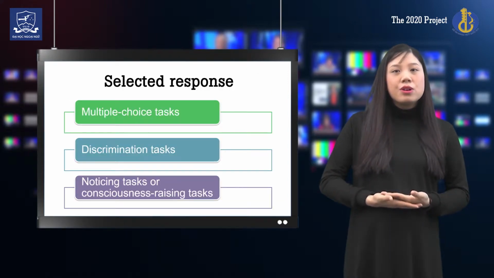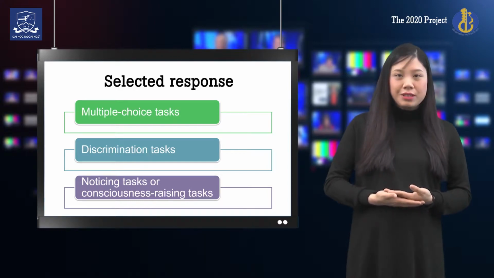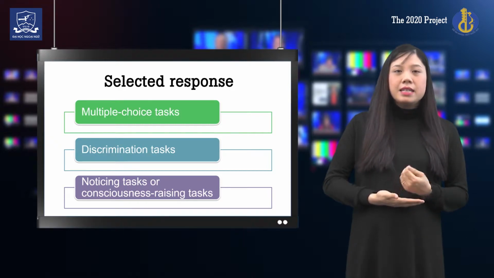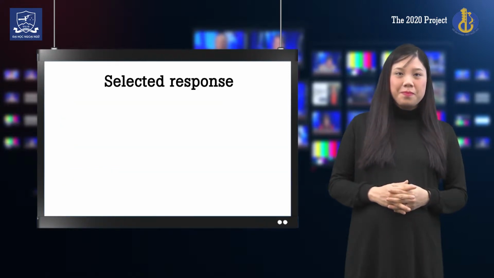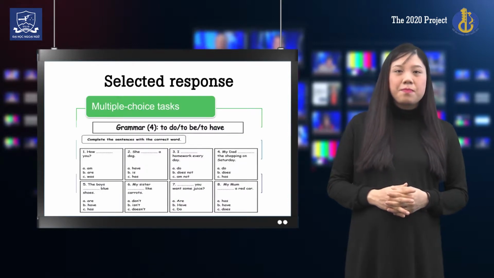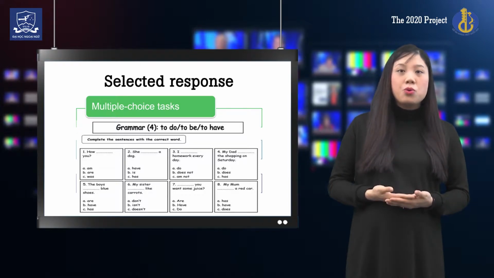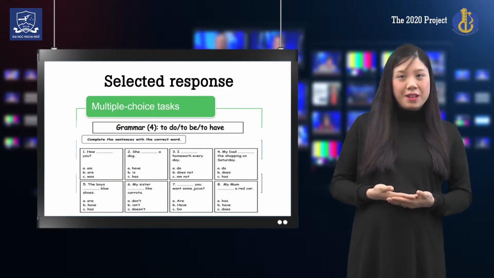In the selected response type, there are three tasks that students often encounter, which are multiple choice, discrimination, and noticing or consciousness-raising tasks. Multiple choice tasks. The most common selected response task presents a blank or underlined word or words in a sentence, and the test taker must choose the correct response from options that are given.